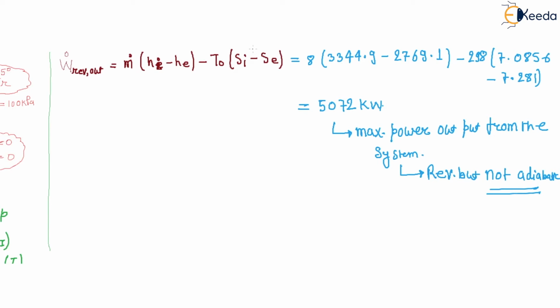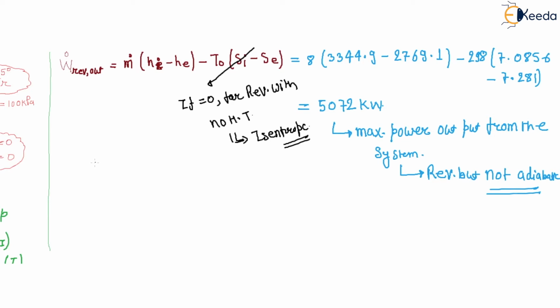So keep in mind, if this term is zero, the equation is left for reversible with no heat transfer. So reversible with no heat transfer is what? Isentropic. So we calculate here actual work, reversible work, and isentropic work. So this is your work potential.